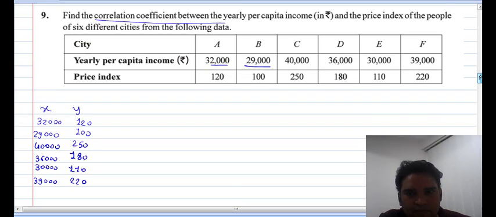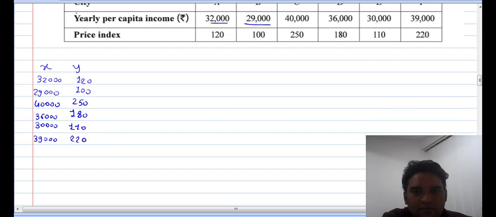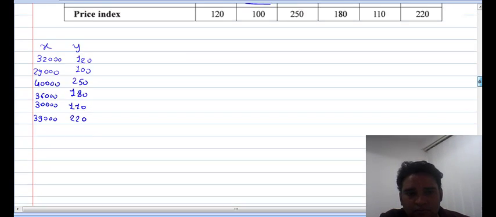Right, again I am repeating, when you copy these numbers you have to be very careful to write all the numbers. Now we will find first sigma x and here sigma y. The summation of this is 2,06,000. What is the summation of sigma y? 980. Now what is x bar? 2,06,000 divided by, what is the number of observations? 6. So 2,06,000 divided by 6. So you will get the x bar 34,333.33 and y bar is 980 divided by 6.